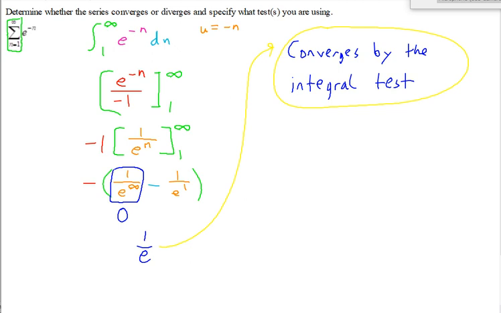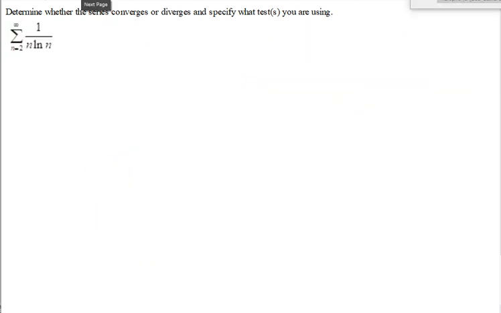Let's take a look at one more. This one, again, you can see it doesn't fit p-series because we've got that natural log in there. So this one may not be super obvious, but you actually can integrate it. So 2 becomes the lower limit there, and infinity is the upper limit. And we have 1 over n times the natural log of n.